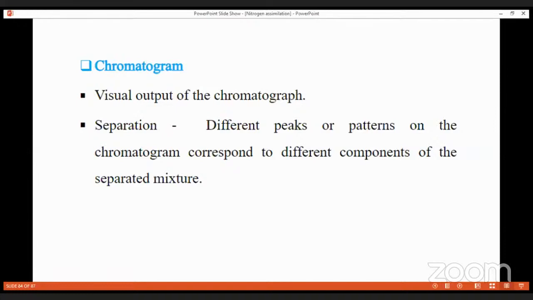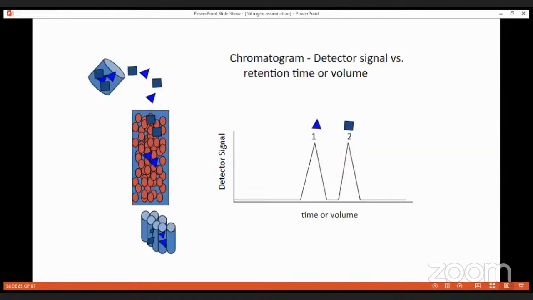Chromatogram is the visual output that is attached with the machine. Then separation: after we separate different bands based upon their affinity, different peaks or patterns will appear for different components of the mixture. As you can see in this example, if we want to separate two different compounds, one is the triangle, one is the rectangle, denoted by different colors, they will be retained at different lengths of the column, and their signal will come after different times. Based upon their affinity to the column, they are separated at different times, as you can see in the figure.